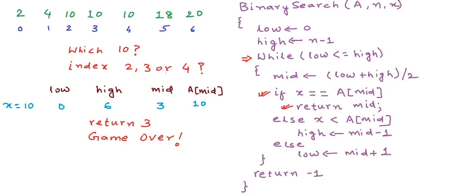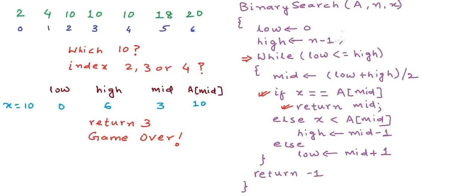Now if we wanted to find out the first occurrence of 10 in the array, we should not have said game over. We should have said that, okay, I have found one 10 at index 3. Let me go and see towards the left if there is another 10 at any lower index, and if it is there, I will return that one. So I will modify this algorithm slightly here.